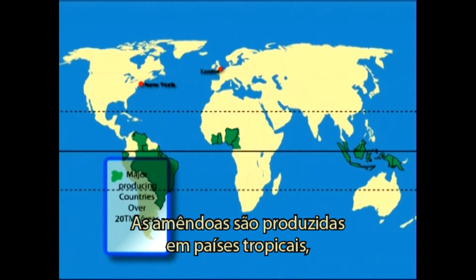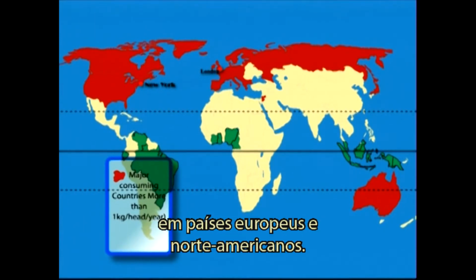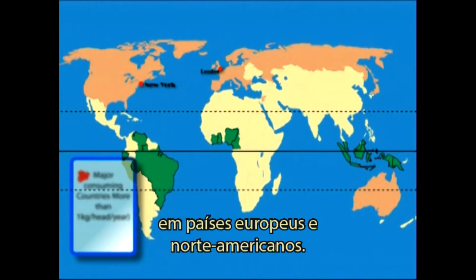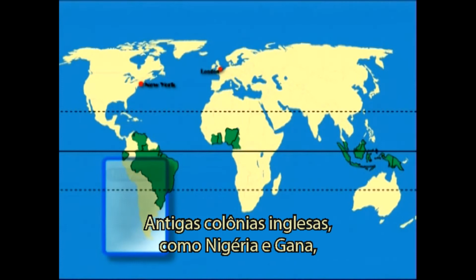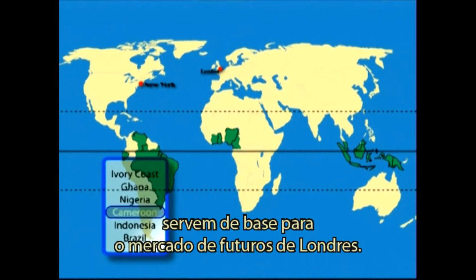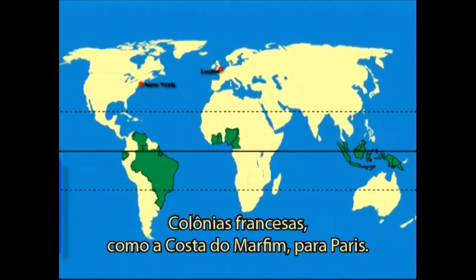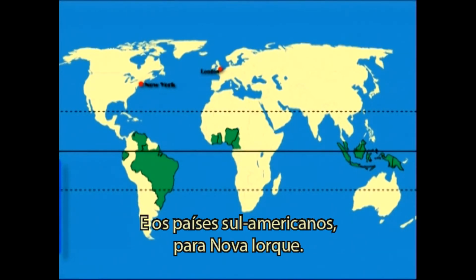Cocoa beans are produced in tropical countries, but cocoa products are mainly consumed in European and North American countries. The old English colonies, such as Nigeria and Ghana, were the basis for the London future market. The French colonies, such as the Ivory Coast for Paris, and South American countries for New York.